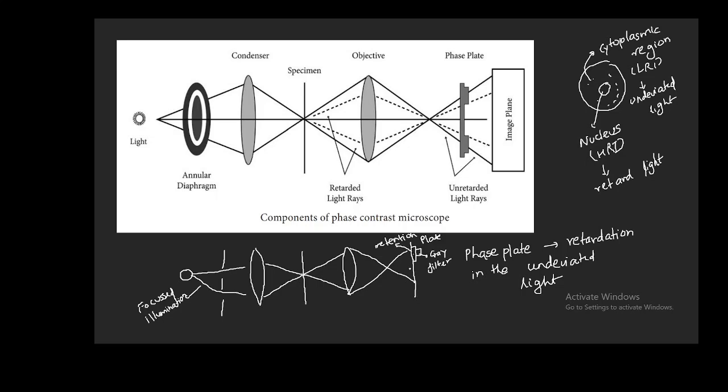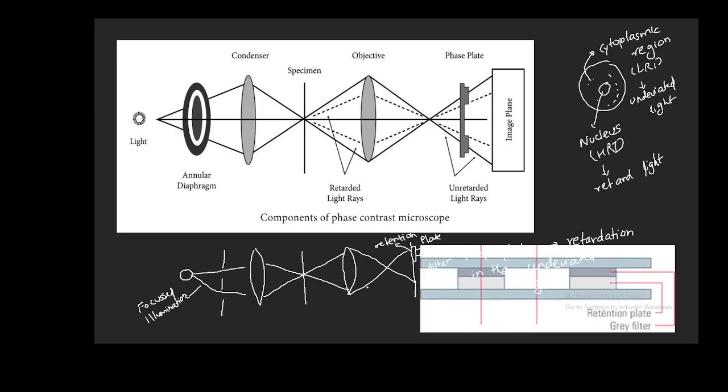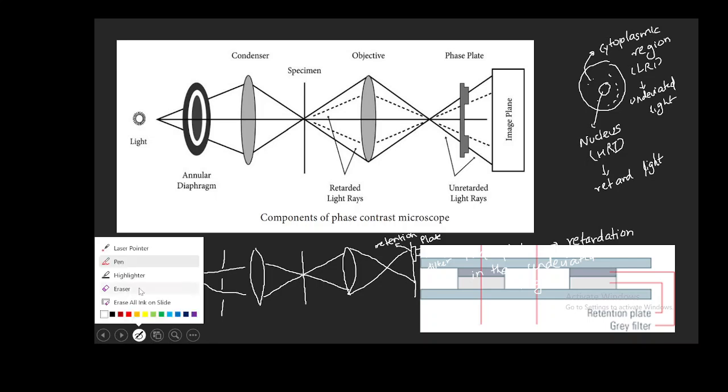So only the undeviated light will pass through this phase plate, and there is going to be the phase shift because the phase plate will retard that particular light. You can understand here, this is your phase plate, and this phase plate has, let me just highlight this.